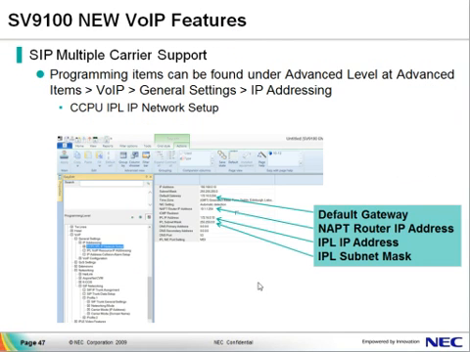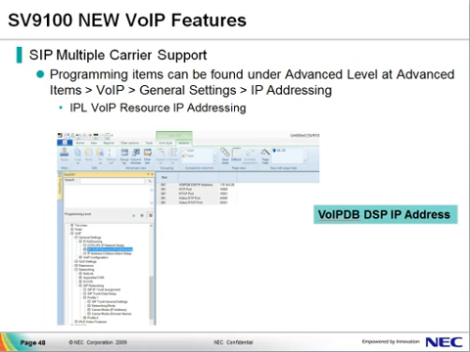First we're going to configure profile 1 for our SIP carrier configuration. The first thing we need to do is configure our IP network settings. This can be done at Advanced Level Programming underneath Advanced Items, Voice over IP, General Settings, IP Addressing by selecting the page CCPU IPL IP Network Setup. The items configured on here from the list of programming commands on the previous slides is the default gateway, the NAT router IP address, and the IPL IP address and subnet mask.